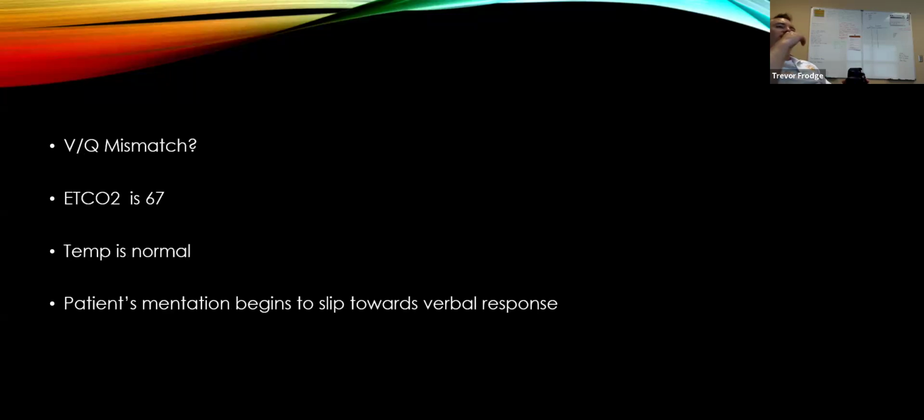The other thing is, do we have a VQ mismatch? Absolutely we do. His capnography is 67, super high. It's got a normal temp. And as we're evaluating him, his mentation starts to slip towards a verbal response. So he starts nodding and going in and out.